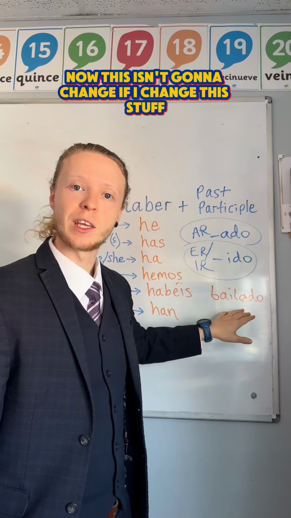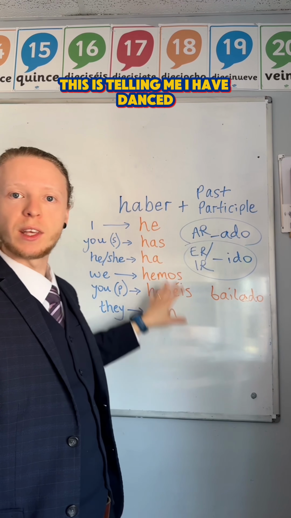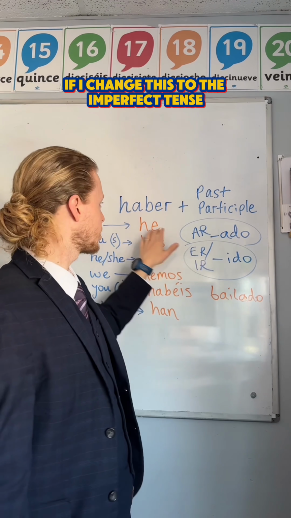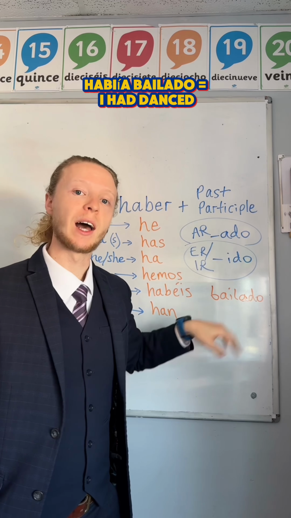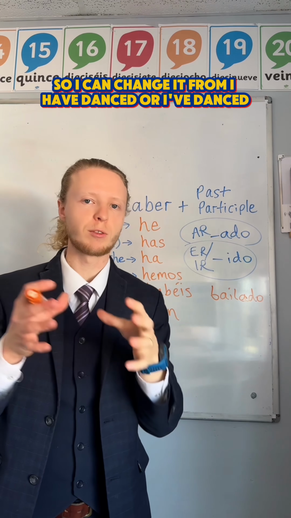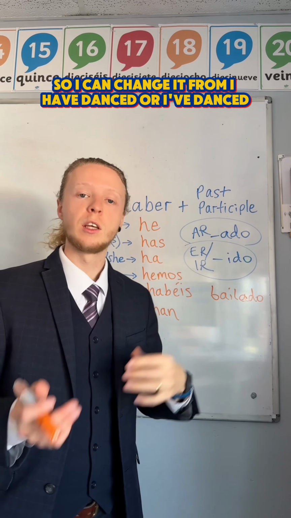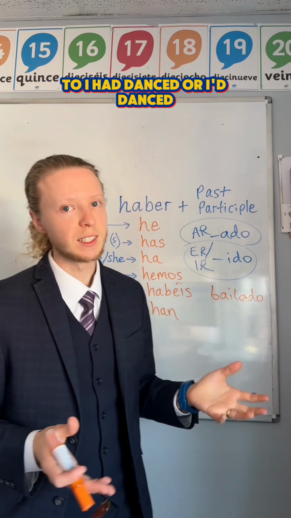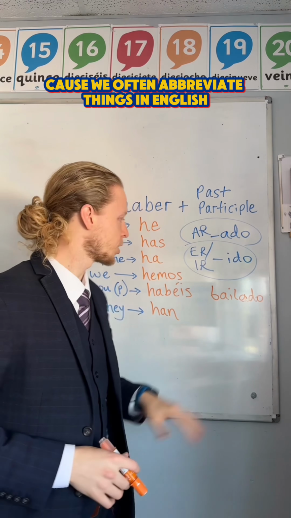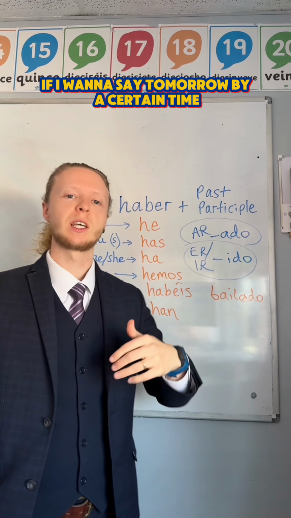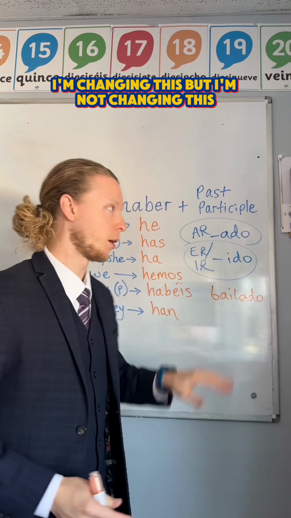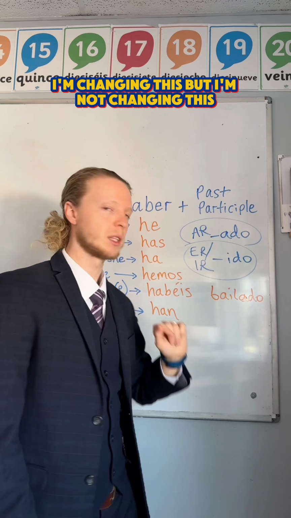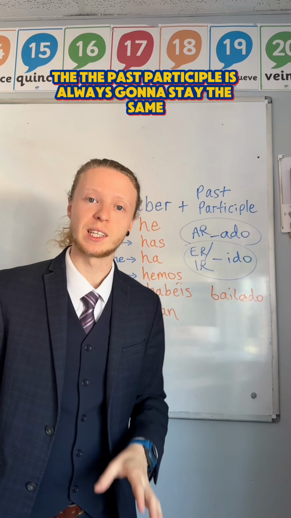Now, this isn't going to change if I change this stuff. This is telling me I have danced. If I change this to the imperfect tense, había bailado, I had danced. So I can change it from I have danced or I've danced to I had danced or I'd danced, because we often abbreviate things in English. I'm not changing danced. If I want to say tomorrow, by a certain time, I will have danced. Mañana habré bailado. I'm changing this, but I'm not changing this. The past participle is always going to stay the same.